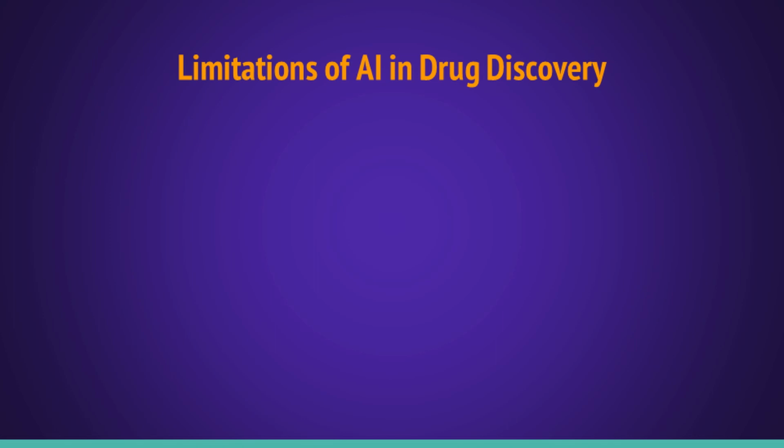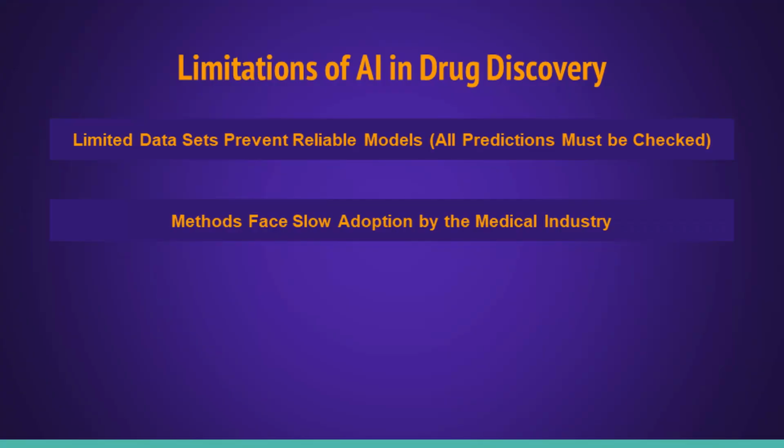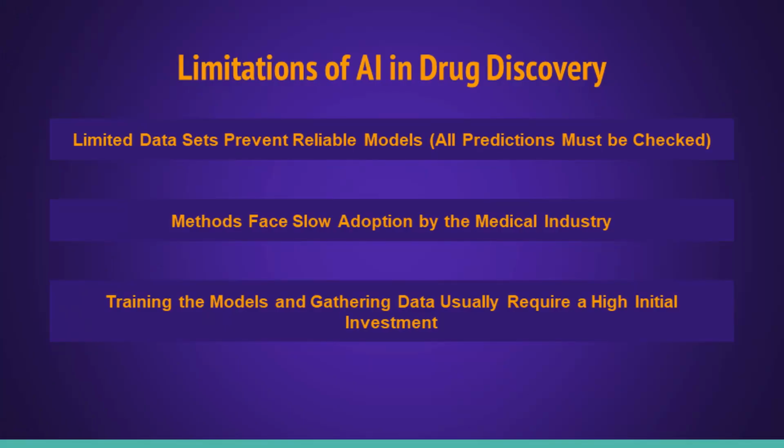How is this limited, though? If this wasn't limited, why weren't we using it all the time? Well, we have limited data sets, because biology is really complex, and there's a lot of drugs and receptors and all that stuff. Also, it faces slow adoption because of how limited it is right now. So, fewer companies are investing than a lot of experts hoped. This is leading to slow adoption. And also, training models and gathering data is expensive.